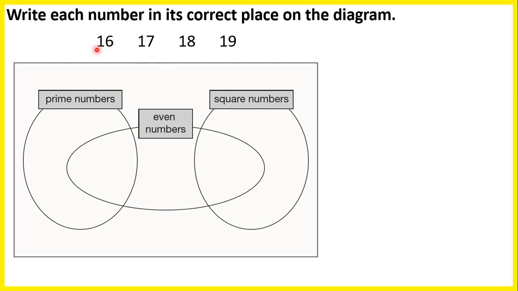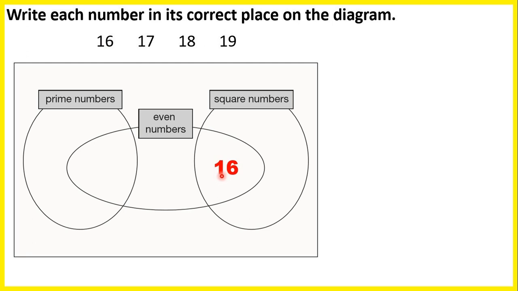So first we have 16. That's an even number because it's in the 2 times table, it ends in a 6, and it's a square number because we get 16 by multiplying the number 4 by itself. 4 times 4 is 16, so 16 is a square number. It's not a prime number because it's not just in the 1 and 16 times table, but also in the 2 times table, the 8 times table, and the 4 times table.